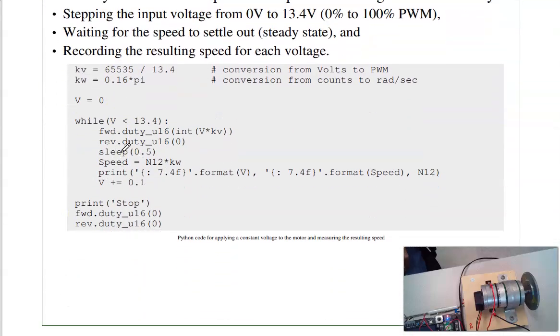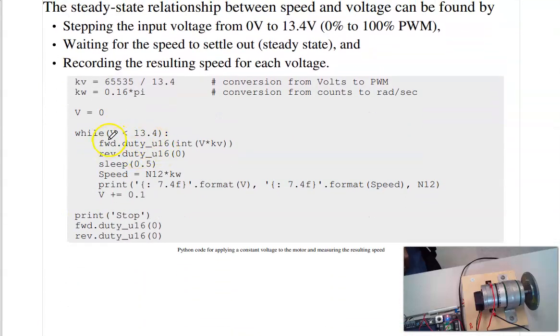In terms of coding, what I'm going to do is, let's do a static test first. I want to see what is the steady state speed versus voltage. That'll be another measure of the torque constant. So I'm going to just sit there and step voltage. Every 0.1 volt, wait a half second, measure the resulting speed and plot it.